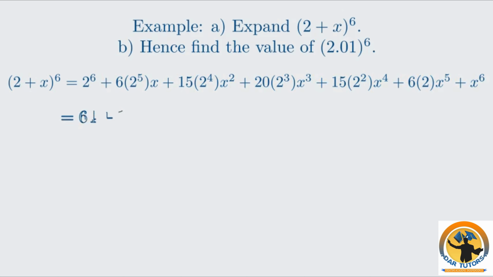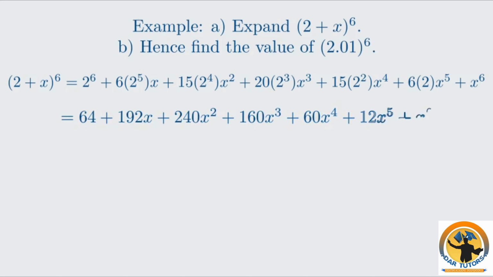Simplifying the coefficients, we get 64 plus 192x plus 240x squared plus 160x cubed plus 60x to the power of 4 plus 12x to the power of 5 plus x to the power of 6.